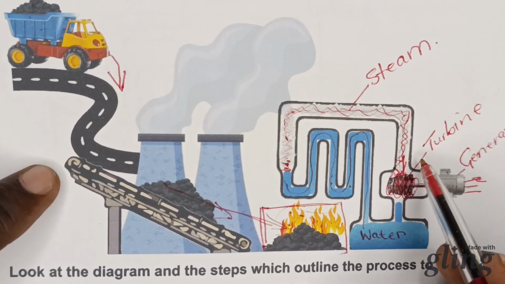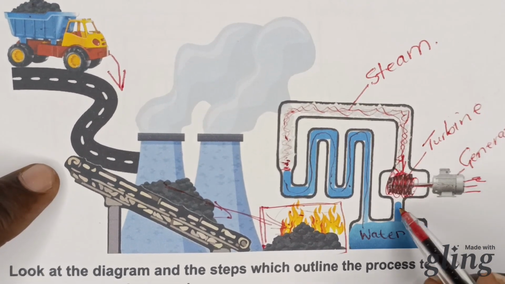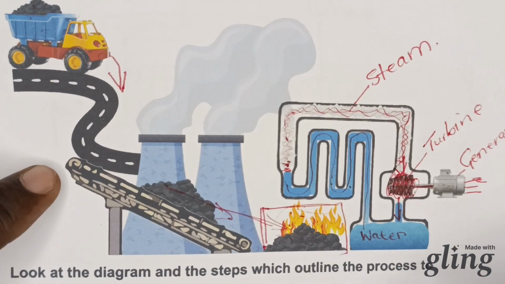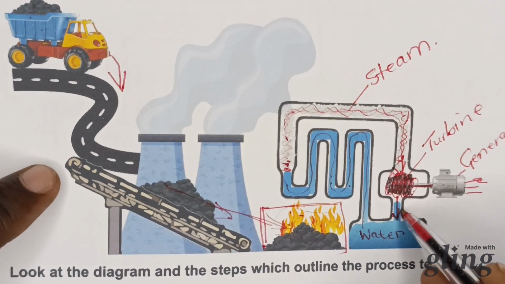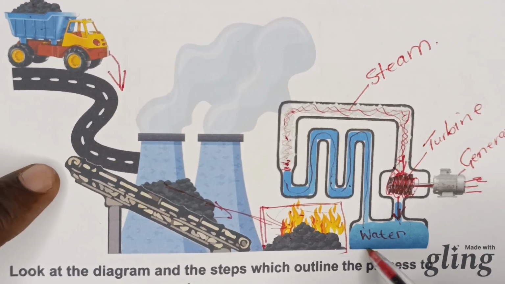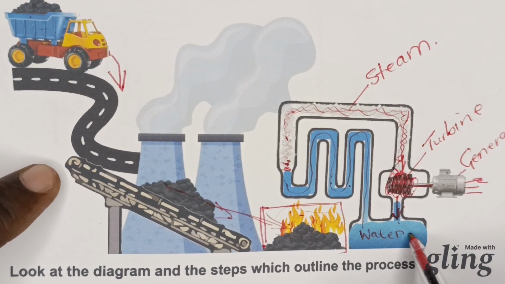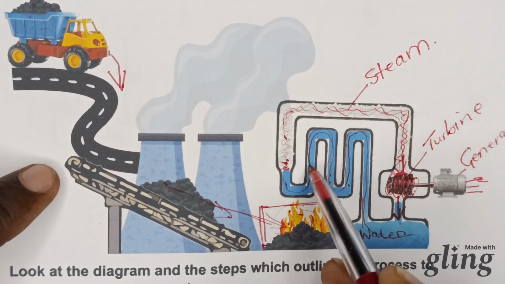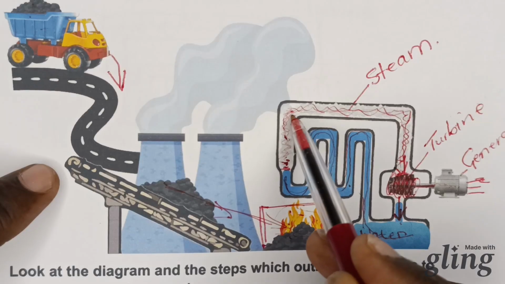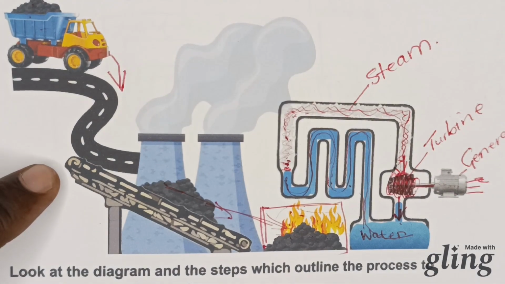So when we come here, this steam, after turning the turbine, cools down, comes back to the container of water where it will be boiled again, and continues through the pipes and turns into steam. So the process continues over and over again.